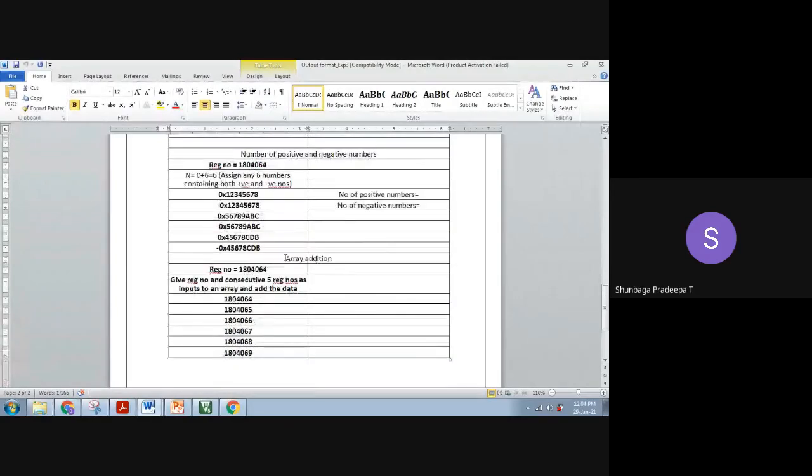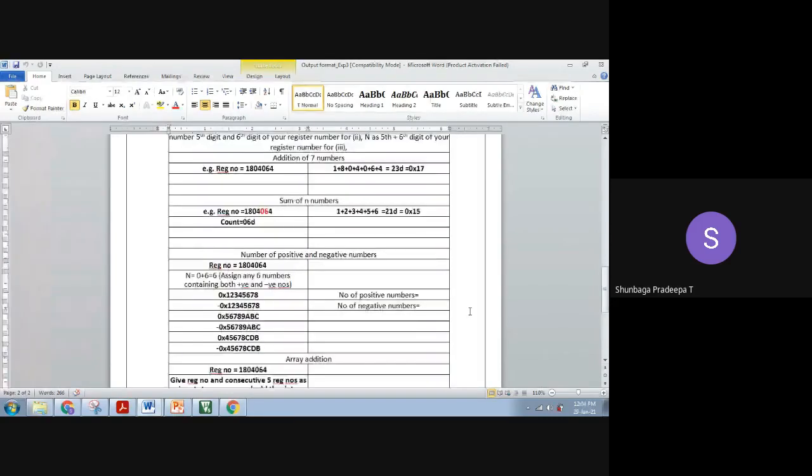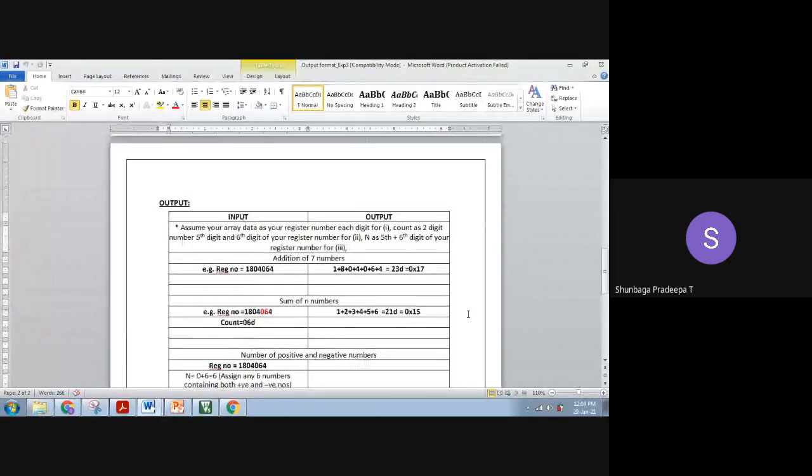And for array addition, you can give consecutive 5 register numbers. Include your register number and 5 other consecutive register numbers as the data in the array, and add these data and print the result. So this will be your assignment for this week's experiment. Any doubts on this?